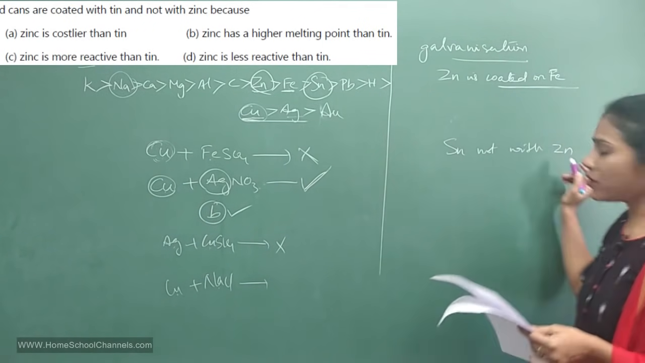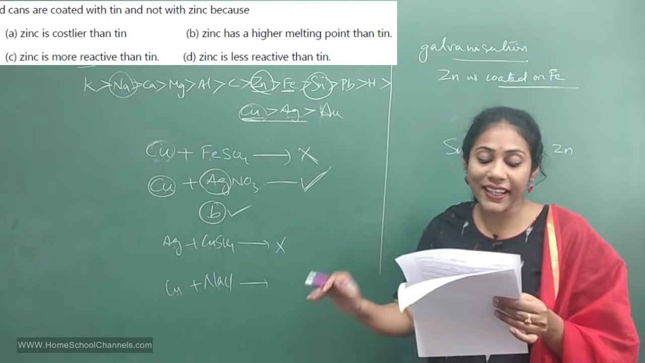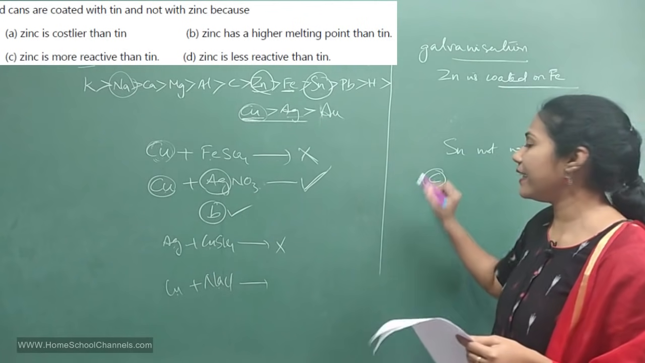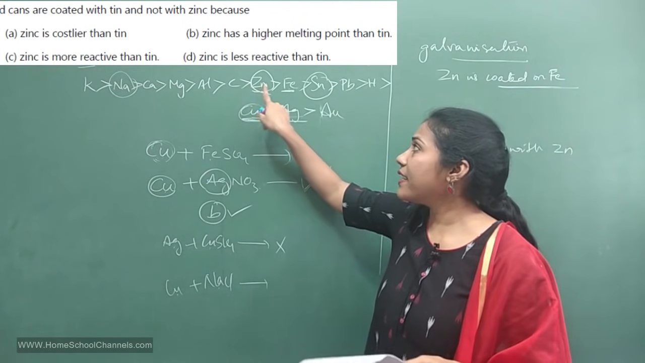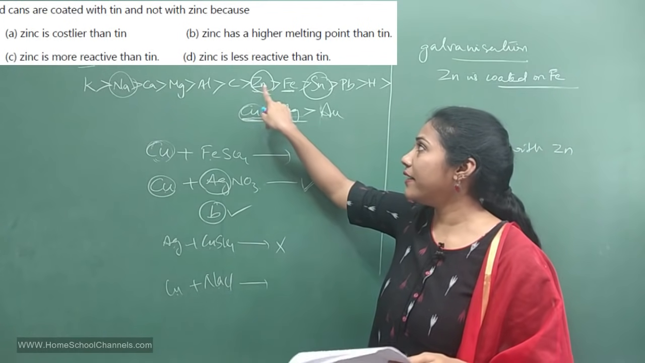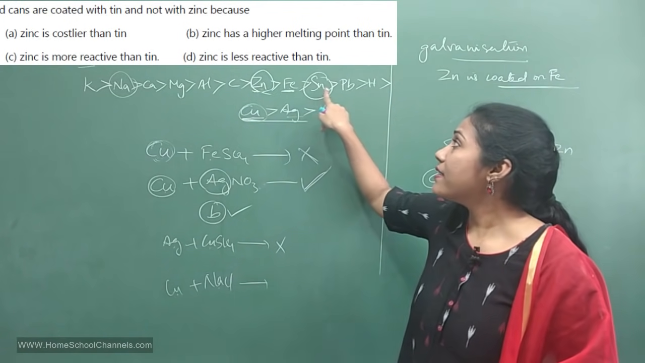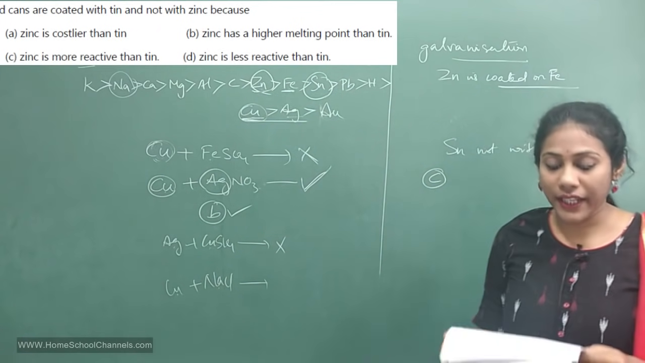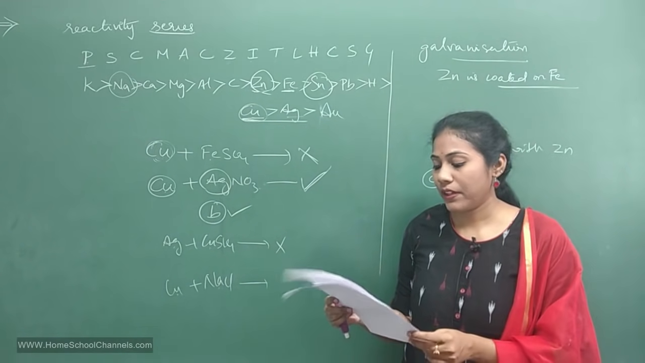So here, what is your answer? It's that tin is best used, because zinc is more reactive than tin. So option C is the correct answer, because in the reactivity series, if you see, zinc is coming here in the front. That means zinc is more reactive than tin. That's why tin is preferred compared to zinc, okay, when you have to give a coating for food cans.